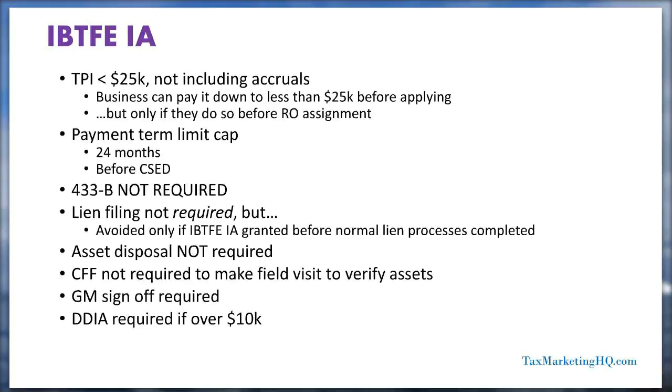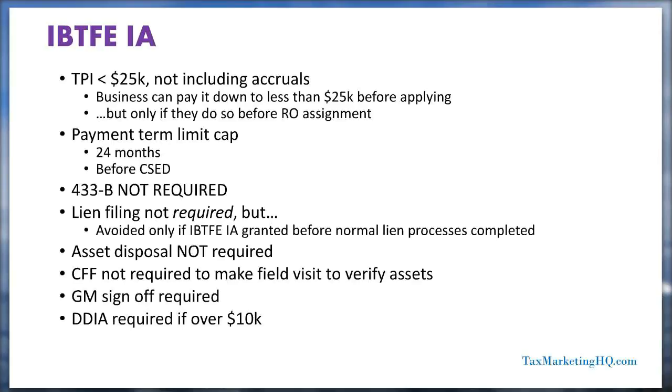So if you have a client and their unpaid balance of assessment, not including accruals, is, let's say, $27,000, if you can get them to make a $2,000 or more payment right away to knock it below $25,000 before it's assigned to a revenue officer, it is very much in the best interest of the taxpayer to do so. And we'll talk about why on the next slide.